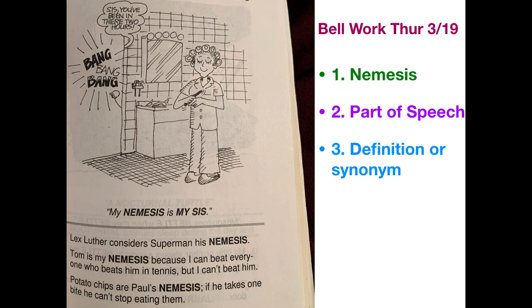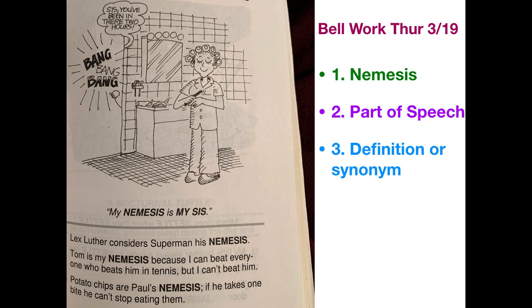Okay, friends, so let's start with the image here. My nemesis is my sis. Knock, knock, knock. Sis, you've been in there for 2 hours. Oh my gosh. I think we all have a sibling that's like that.